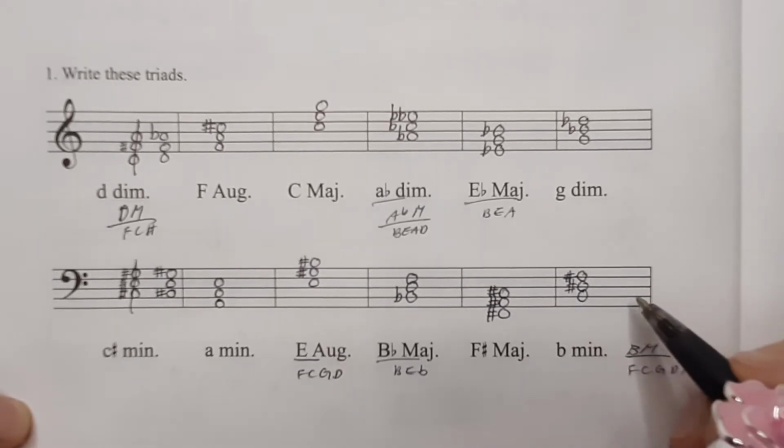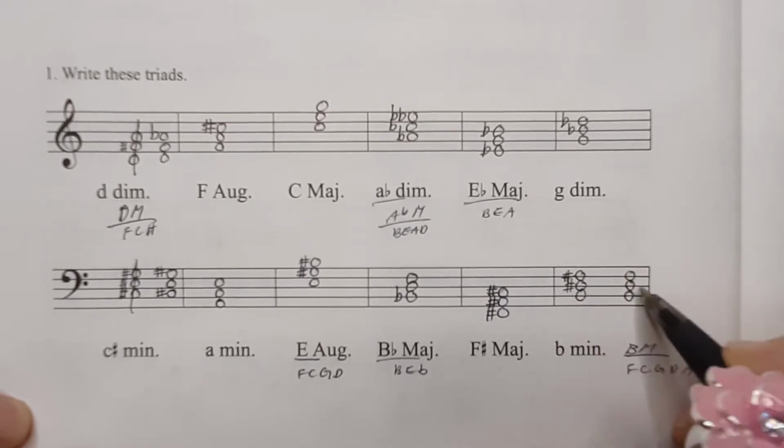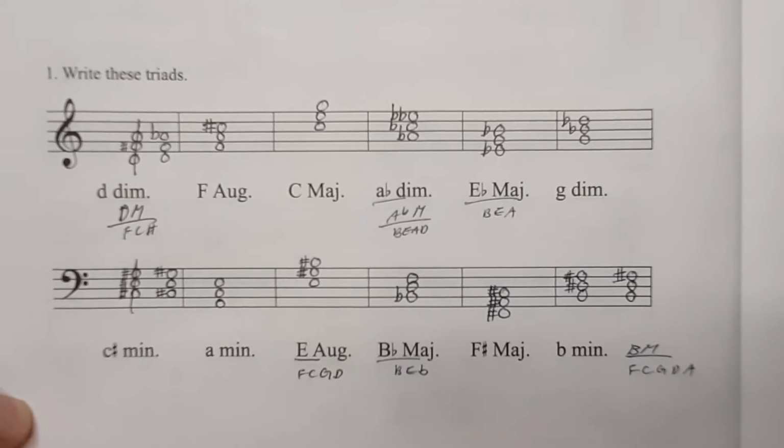Now, can you switch that to the minor then? And how would you do it? You got to lower the third. This is it. This is B minor.